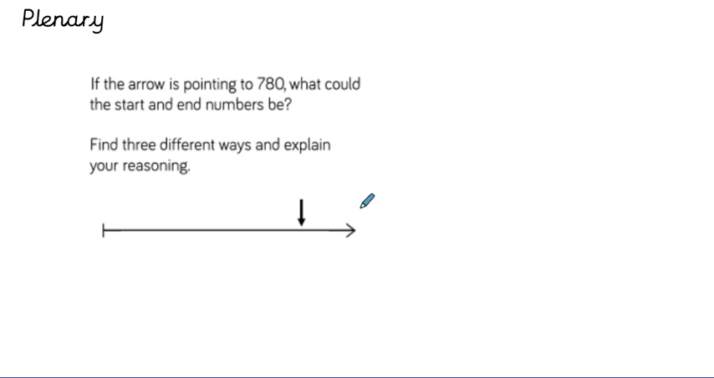And then before tomorrow, I'd like you to go back onto Mathletics and answer some questions about number lines and about missing numbers as well. And also go back again and try those games again and see how good you're getting.